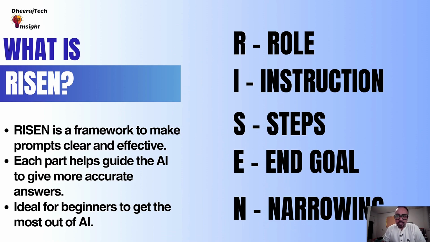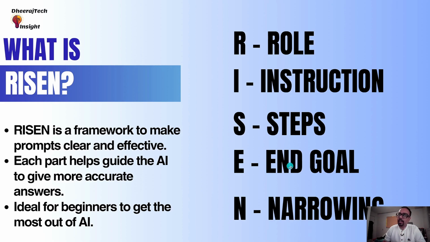So the Ryzen framework is a system designed to help you write prompts that lead to clear, detailed, and specific AI responses. It divides the task of writing prompts into 5 parts. The first part is role. First, you define the role for the AI to assume. Second, you provide the instructions. Third, you provide the steps for the responses that need to be returned from the AI.